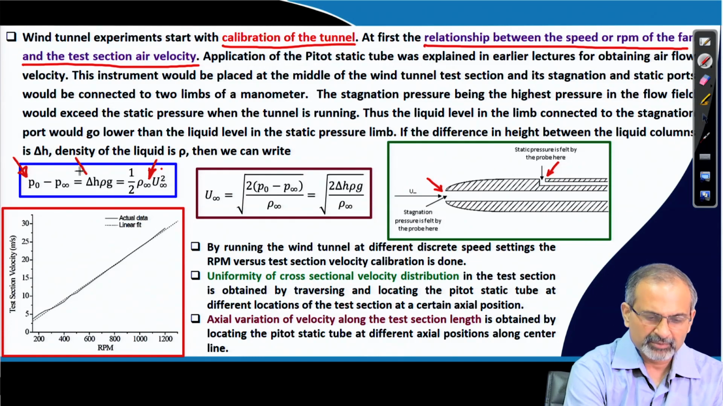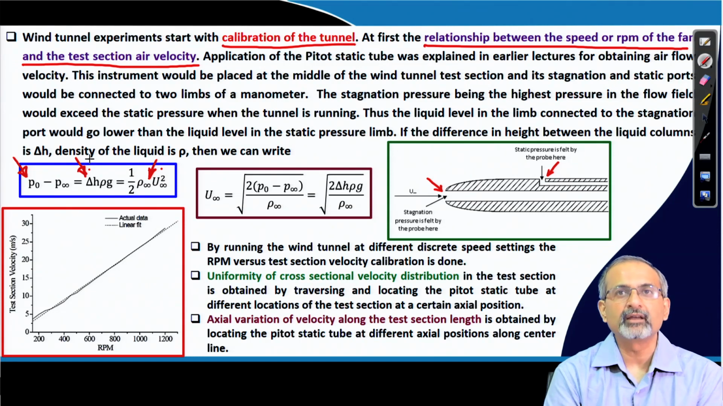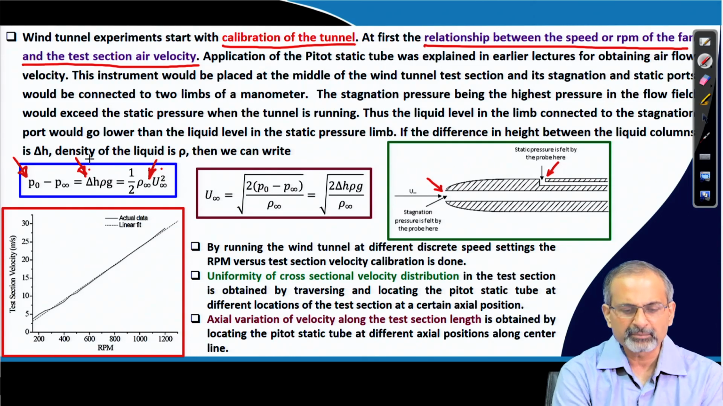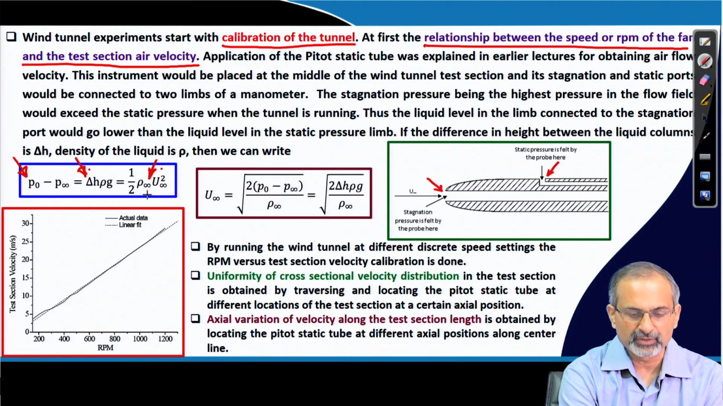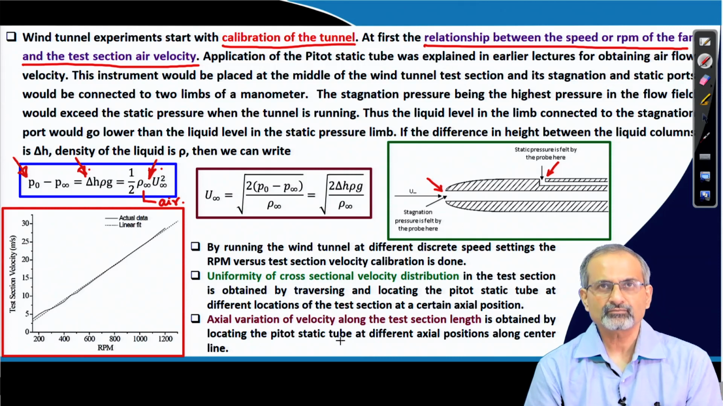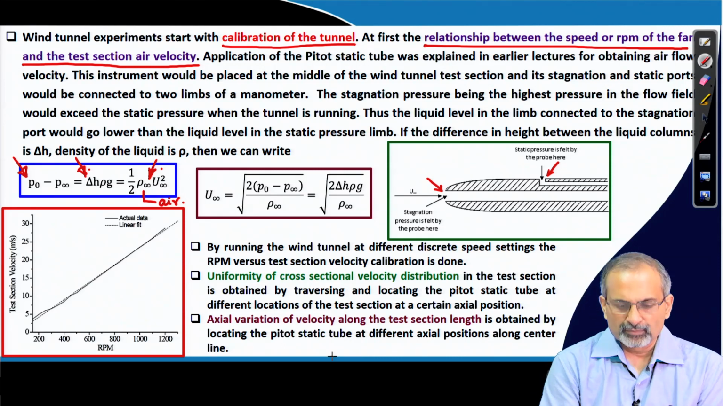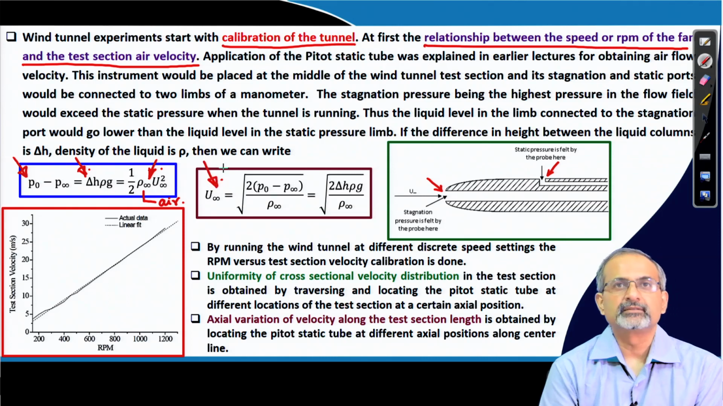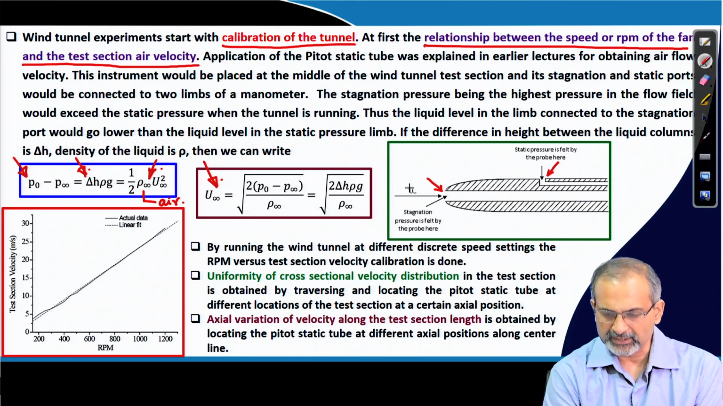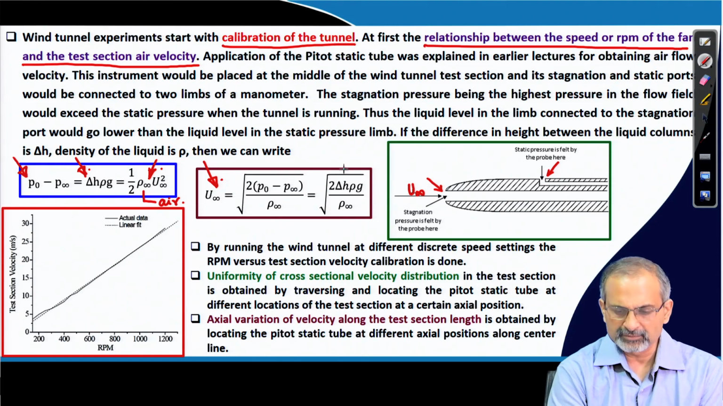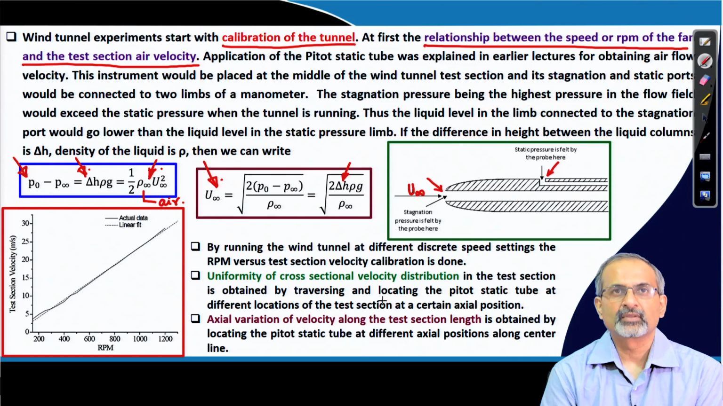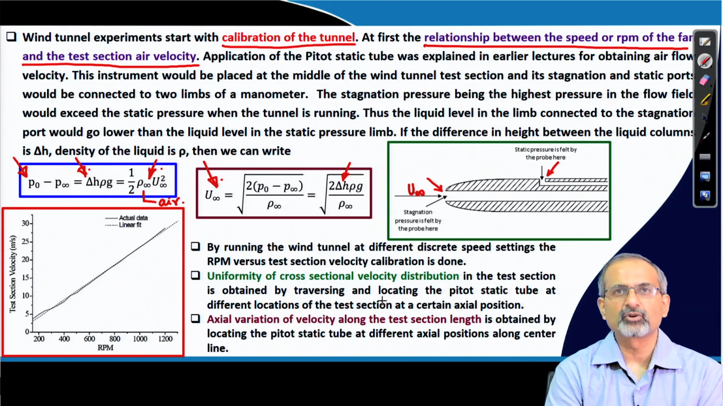But that does not come directly, it comes through a measurement of delta H. So, if the density of the manometric fluid is rho, then delta H rho g can be equated with half rho infinity u infinity square, where this rho infinity is essentially that of air. Now, we can write the incoming velocity u infinity in terms of the delta H that we have measured through this expression. These were all discussed earlier, we are just recapitulating.